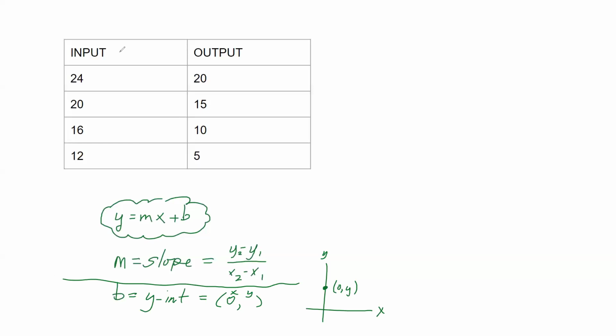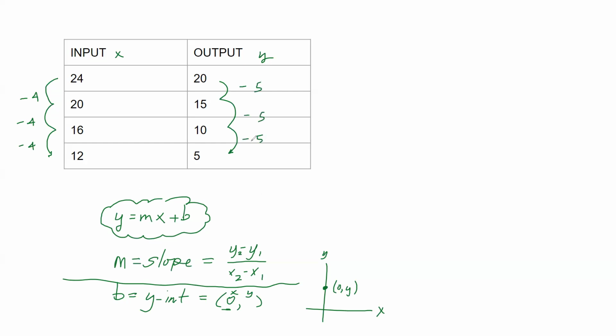Inputs and outputs are considered the x values and the y values. So we have some coordinate points here. We don't have the y-intercept. They don't tell us what the 0 is, but take a look at the numbers and see if you see any patterns happening through this. What's happening with these inputs? Yeah, they're decreasing by 4 every time. It's going down by 4 each time. What's happening with the output? It's going down by 5 each time.